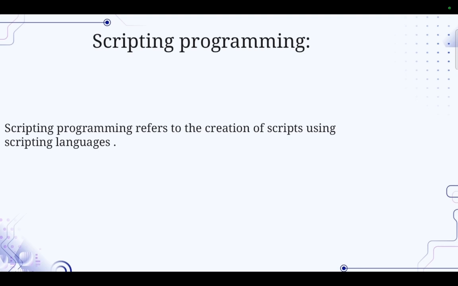Scripting is a type of programming often used to automate tasks. Scripting languages like JavaScript or Python are used for small tasks like writing browser scripts, server scripts, or automation. These are usually interpreted, not compiled like Java. There's a difference between interpretation and compilation, which I'll be teaching you in the further videos.